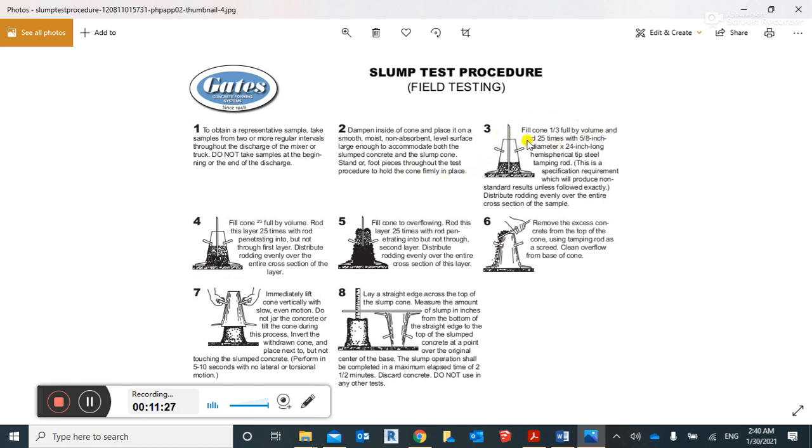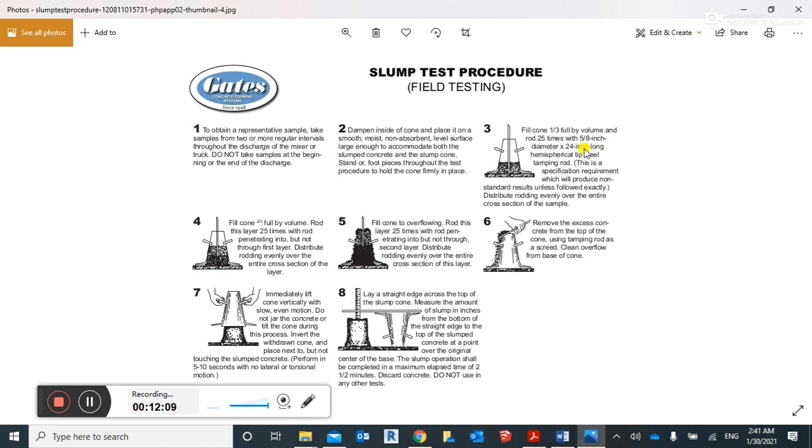This is procedure number 3. Fill the cone in one... this is very important, viewers. We should fill this slump cone in three portions. We should not fill it at one time. We should fill one, two, three portions, each one third by volume, and rod 25 times with a 5/8 inch diameter rod. The diameter of the rod is 5/8 inch by 24 inches long.